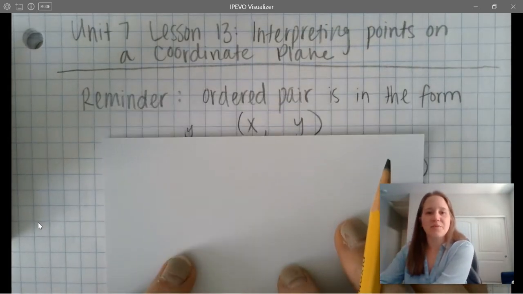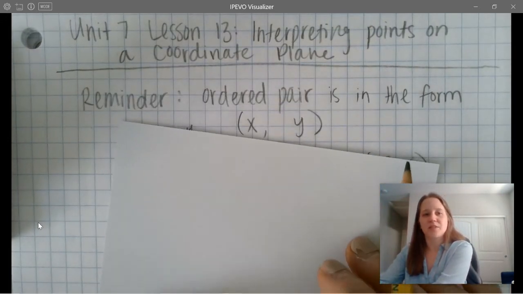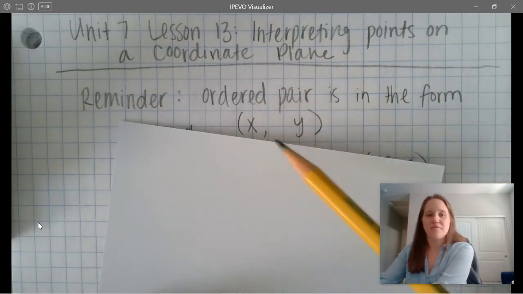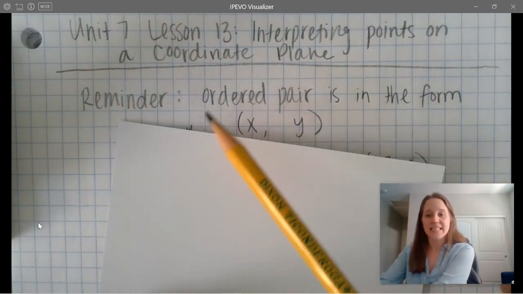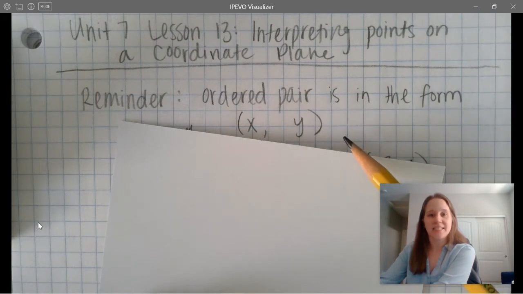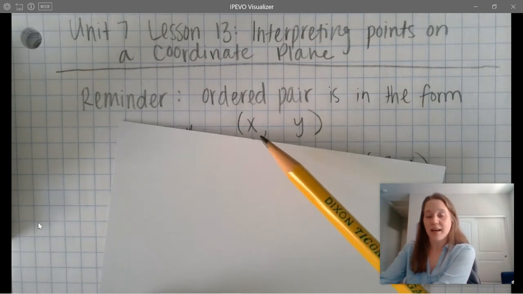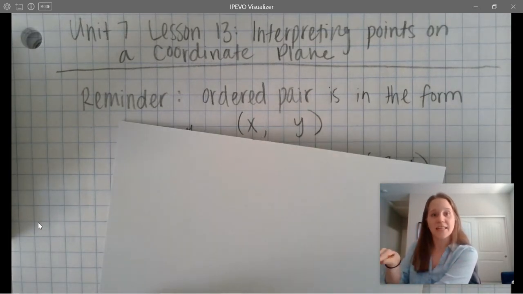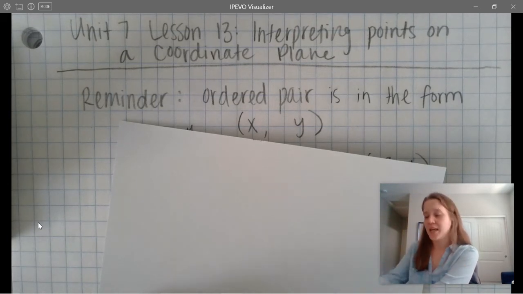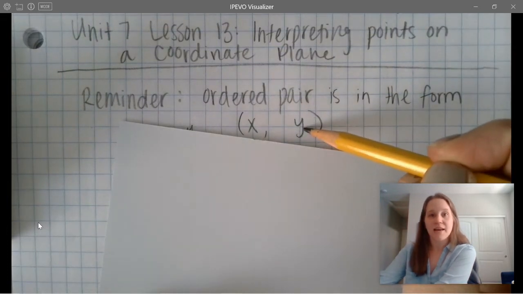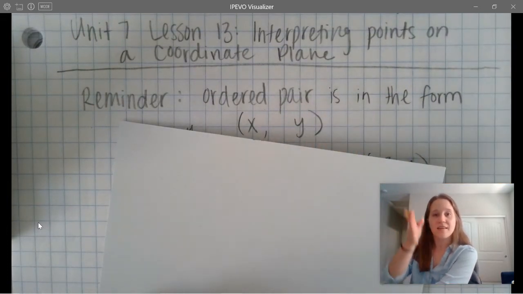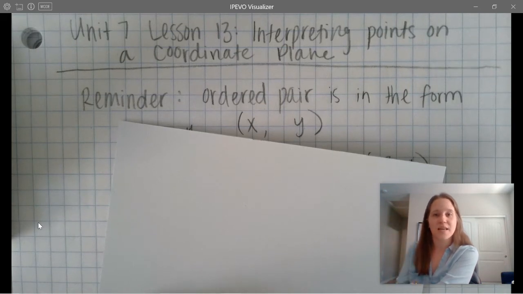Okay, go ahead and write this reminder down. As a reminder, an ordered pair is in the form (x, y), and it tells us location. So the x represents an x value. If I think about that horizontal number line, that's my x-axis. I want to know, where does it fall along that axis? And y is the y coordinate, or the y value of that location. So I'm looking at the vertical number line and I'm thinking, where does it fall on that axis? And when I put those two values together, I get a location that can represent a point.